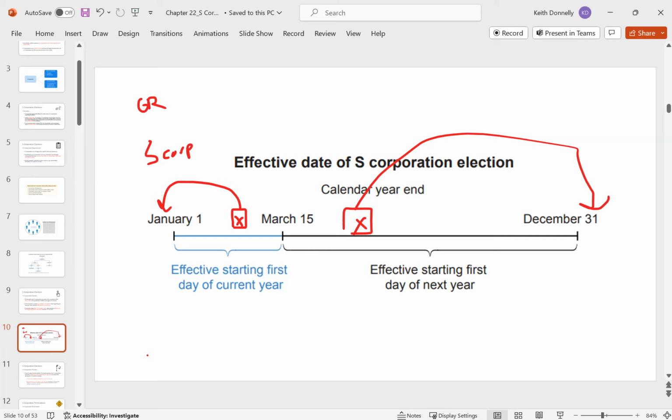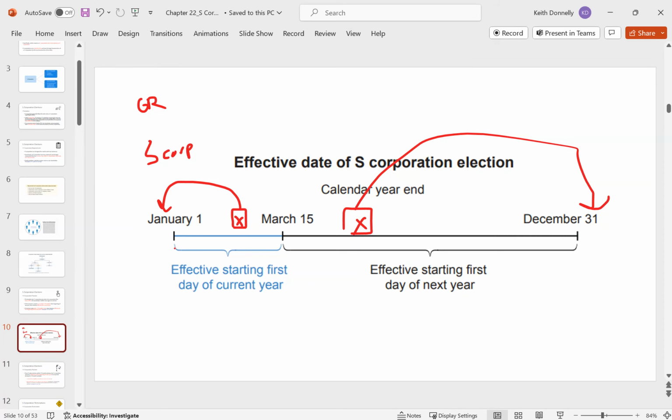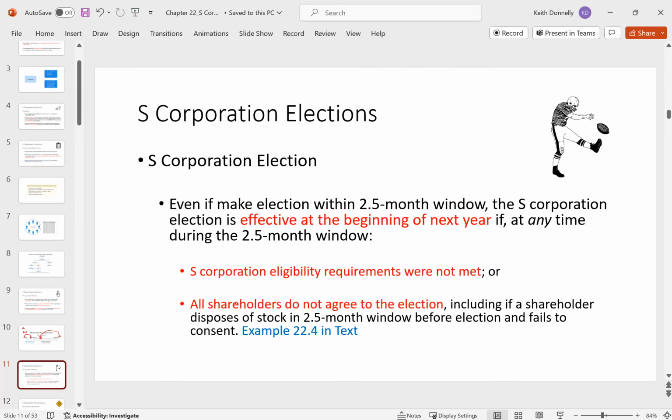Right, so anytime there's a general rule, there's got to be an exception. And here's the exception. It says, even if you make the election within the 2.5 month window, you're right here. Hey, we made it in that 2.5 month window. They're gonna send us back in time, 88 miles per hour, to get the flux capacitor, we're going back to January 1st. Even if you do that, there is a way that we can punt you to the next year.